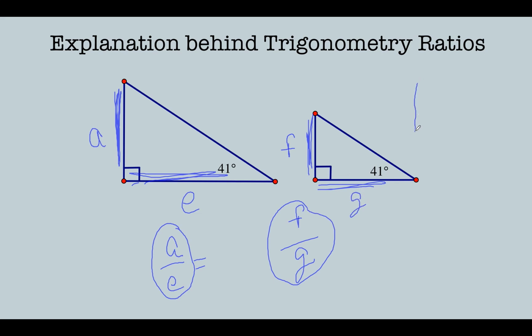So let's say I had a triangle over here with a 41 degrees, and I know this number is 10. How would I find this number? Well, this has to equal the same thing these equal. So hopefully you'll see that on some of the example problems we're going to do on the next lesson.